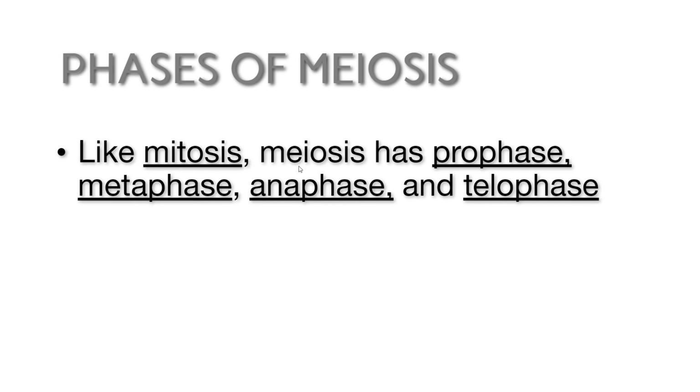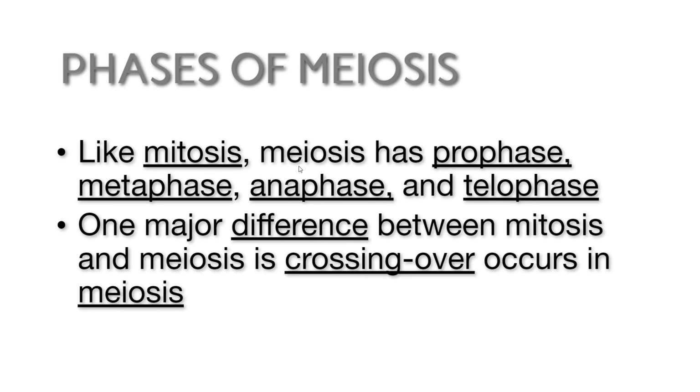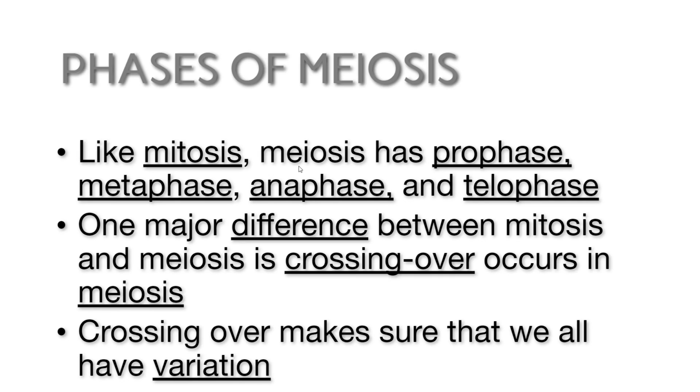So, just as there are phases with mitosis, meiosis also has phases. Okay. One major difference between mitosis and meiosis is something called crossing over. Crossing over makes sure that we all have variation. Okay, this is key.